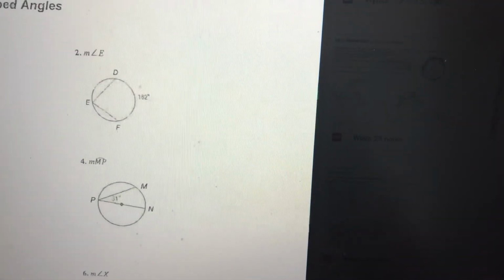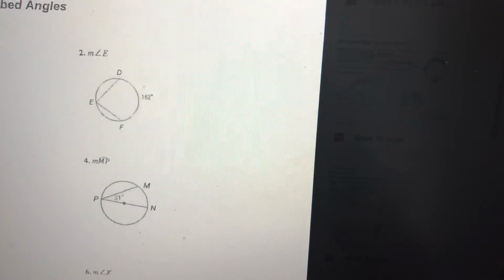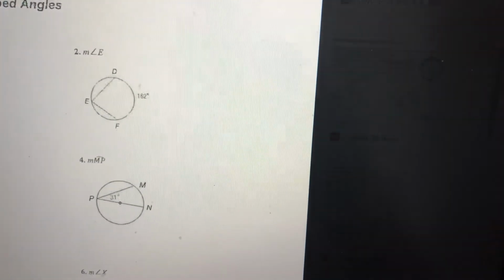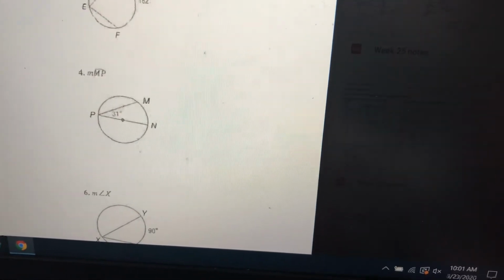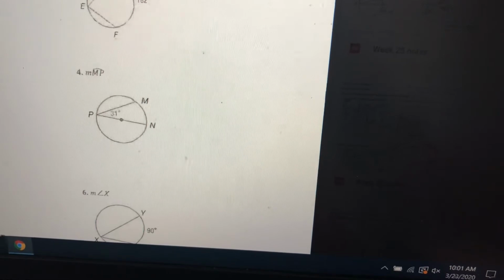If we look at the next one, it's got a 162-degree arc, and it's asking for the measure of the angle. So all we're going to do is divide that by 2. 162 divided by 2 is going to give us 81. When we start to get down here around number 4, this is a 31-degree angle, which means that's a 62-degree arc because we have to double that inscribed angle.